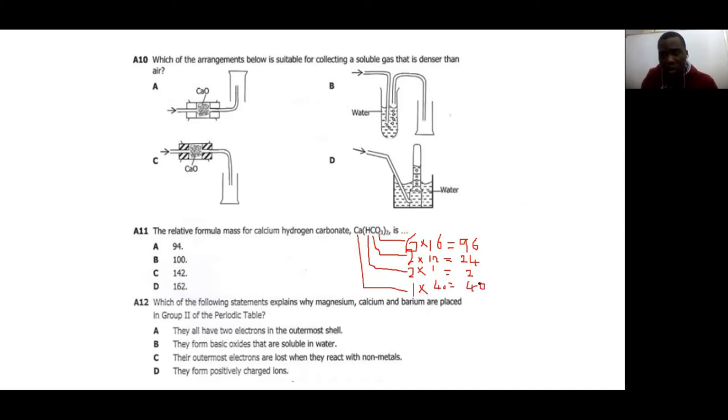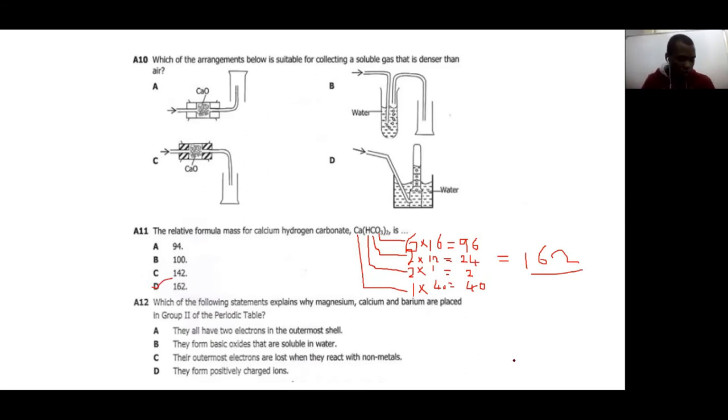So what do we do? We now add the total for everything because we are finding relative molecular mass. So we add 96 plus 24 plus 2 plus 40. And we have our 162. So 162 is our answer. So let's check on the choices. Do we have 162? Okay, there our answer is D.